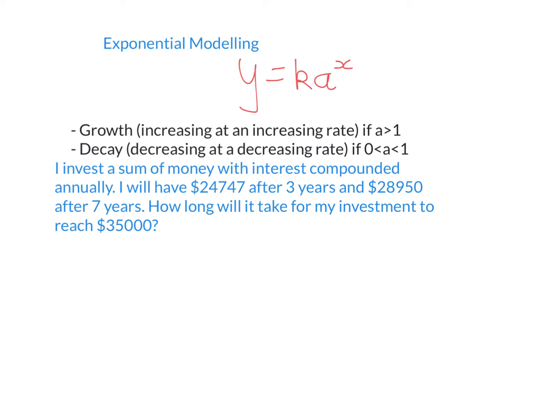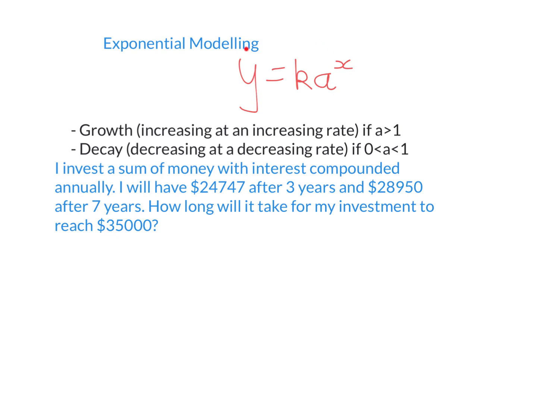An example of exponential growth is compound interest. This is where something is increasing by the same percentage each year. So let's look at this question. Say we're getting interest compounded annually. We have this much after 3 years, this much after 7 years. We're going to find how long it will take to reach this amount.